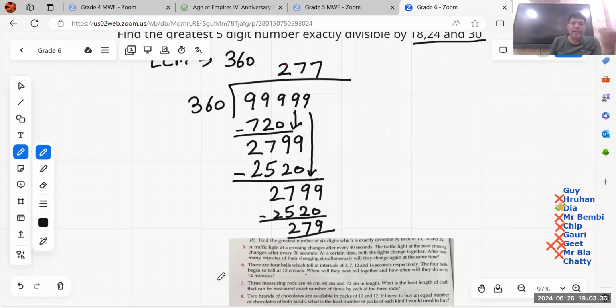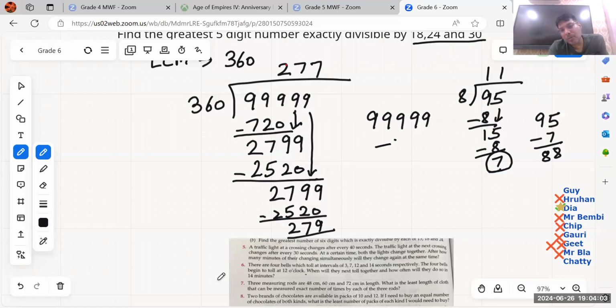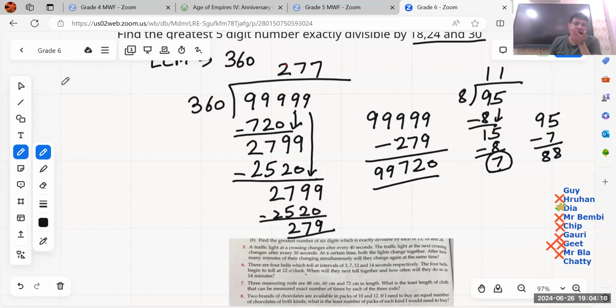Now we have to find the previous multiple of 360. When I divided 95 by 8, I got 7 as the remainder. So how did I find the previous multiple before 95? I subtracted 95 minus 7 and got 88. Same thing I am going to do: 99999 minus 279. It is going to give me this, and that's my answer: 99,720.